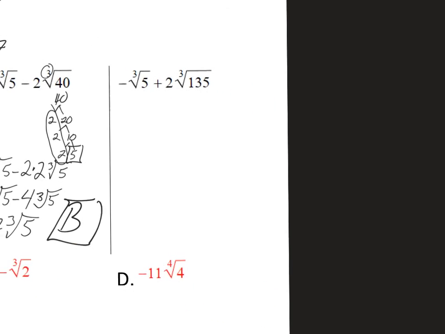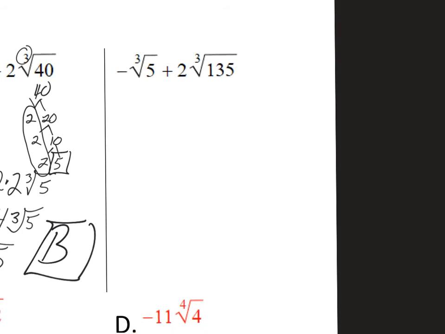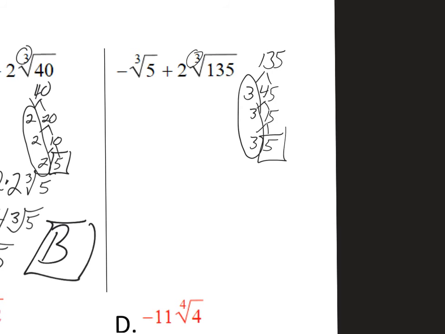The last one, looking at this, 135. Okay, let's split up 135. So it looks like we have 3 and 45. We have 3 and 15. We have 3 and 5. I want a cube root, so that means I want to circle something that I have 3 of. So I have 3 3s, 5 left over. 5, again, I can't do anything with because it only splits between 1 and 5.